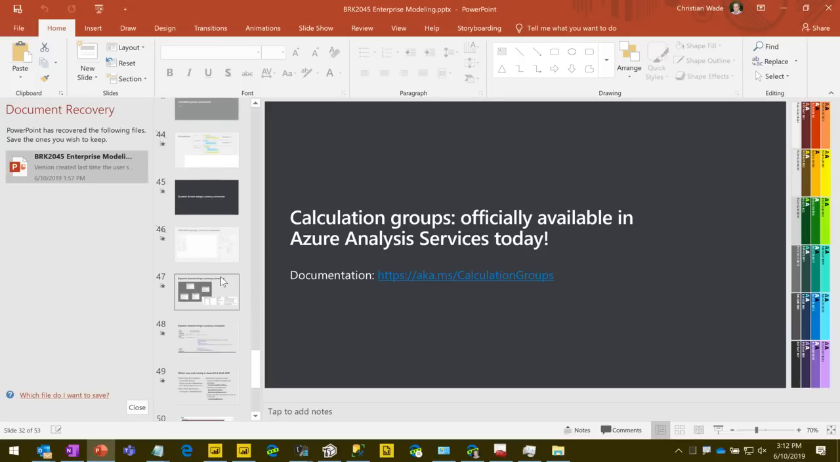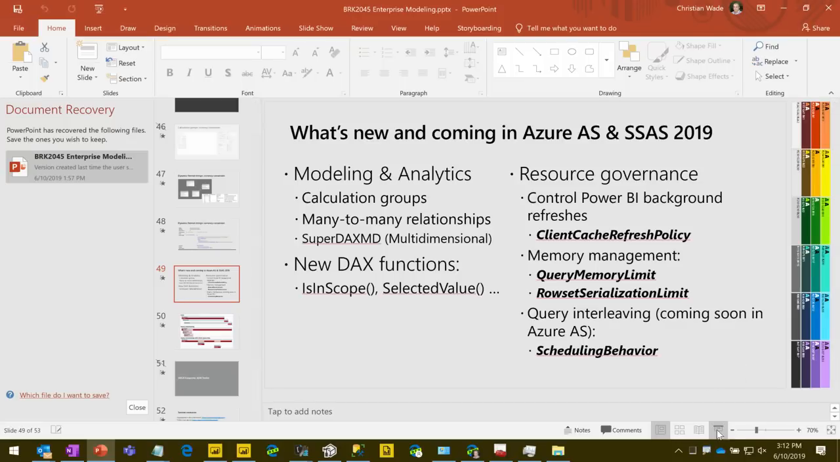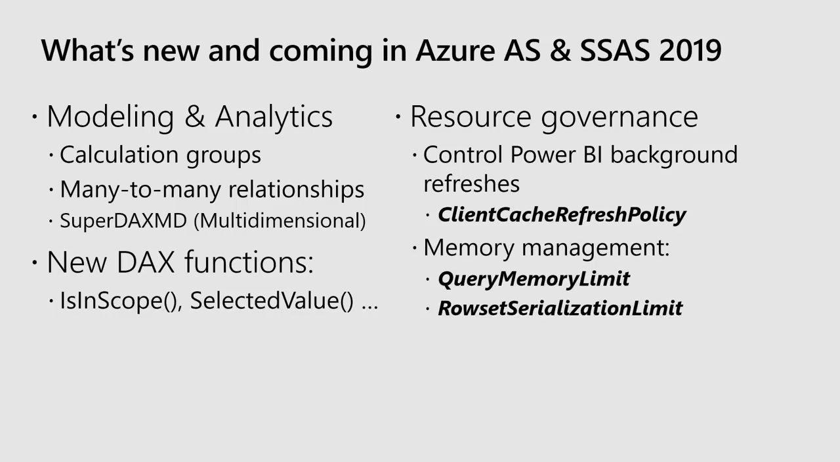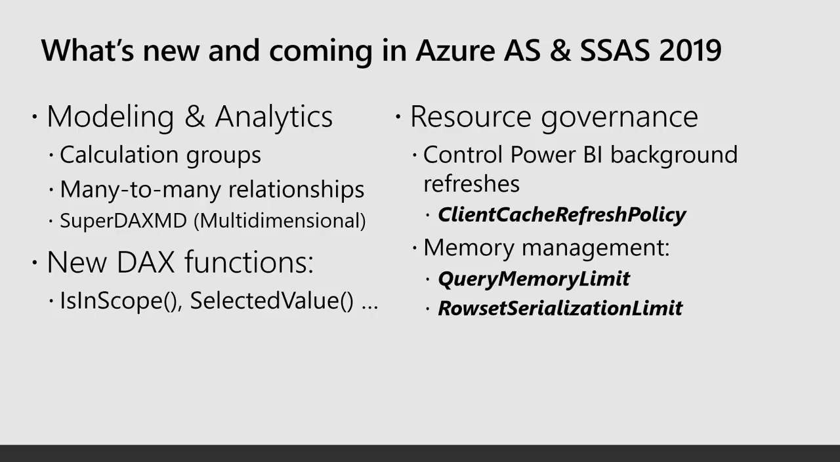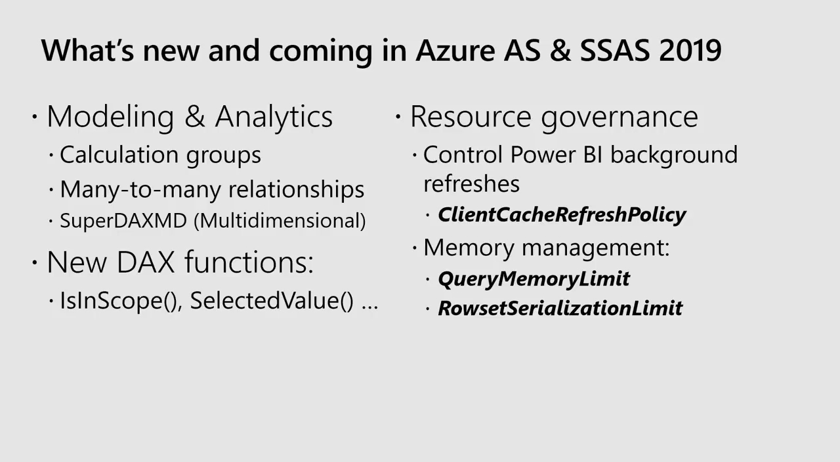And so the last thing I want to show is a summary of what's coming and what's new in Azure Analysis Services and SQL Server Analysis Services 2019. Right? So we just saw calculation groups. Many-to-many relationships are also being launched today. They're both on the Azure blogs as of today for Azure Analysis Services. Many-to-many relationships, just like calculation groups, will be supported in SSDT by the time SQL Server Analysis Services 2019 gets to general availability.